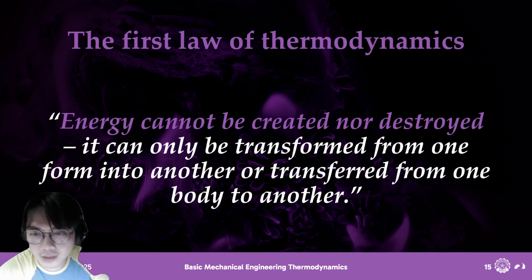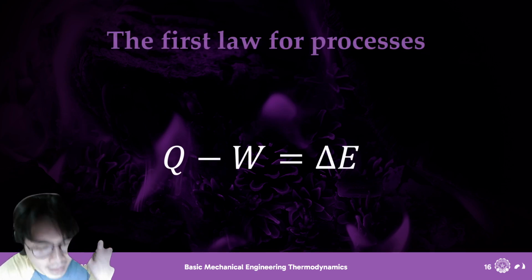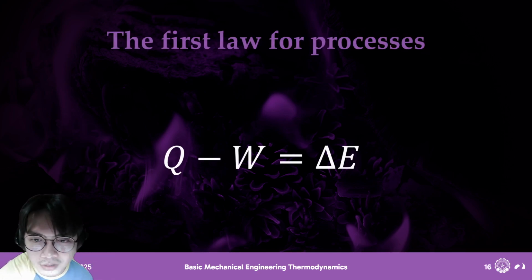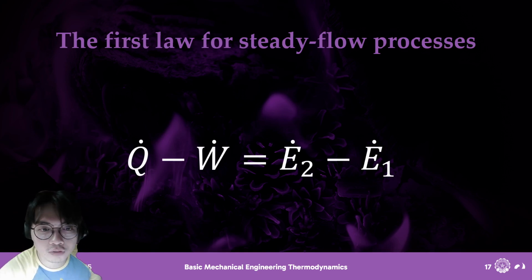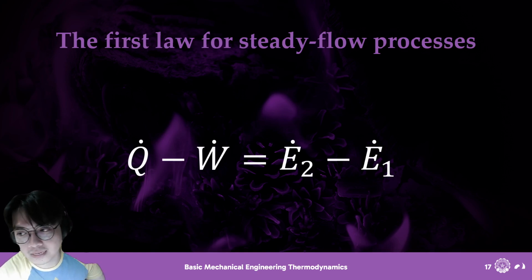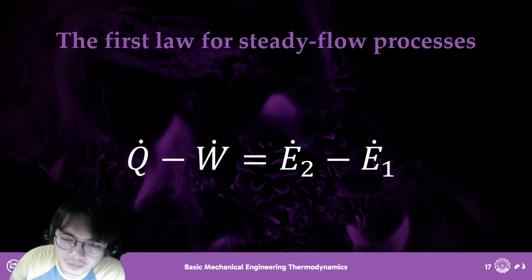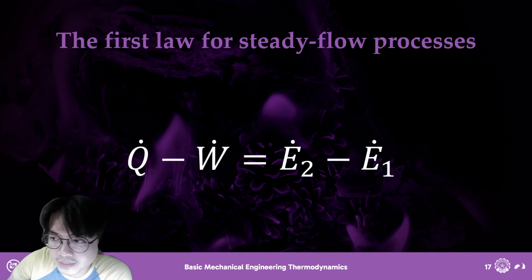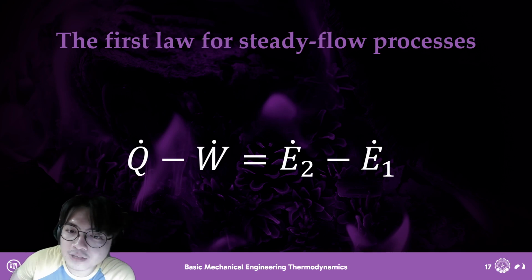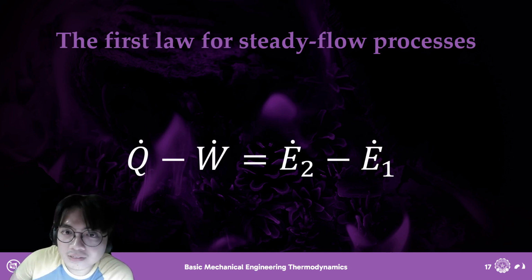And what we need now is the mathematical model. Q minus W is equal to your change in energy. More specifically, for steady flow processes, it is going to be Q dot minus W dot is equal to the stored energy, the total energy after, dot, minus the total energy before, dot. This is for a steady flow process. I'm signifying that this is a steady flow process because just last time for topic 5, you guys have dealt with steady flow devices. And you will use this more in the context of steady flow.